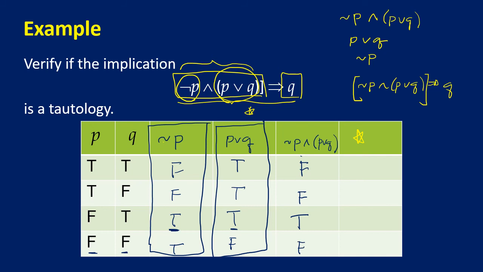And lastly, for our star, this is the premise, and the conclusion is Q, right? When is an implication false? We only look at rows where the premise is true but the conclusion is false. Do we have that? No, we don't. If you look at this, there is only one row wherein the premise is true, but the conclusion there is true. So for everything, that's true. That's why this is an example of a tautology, because that column is always true.